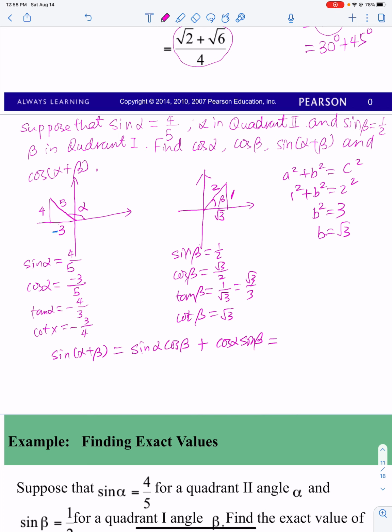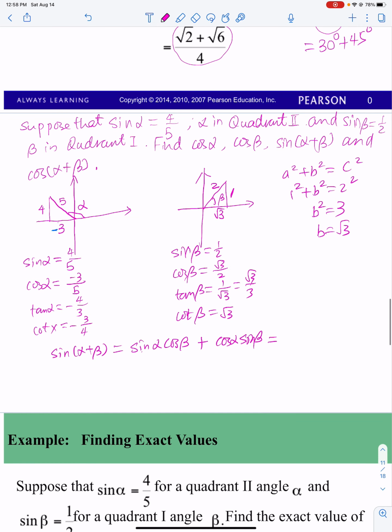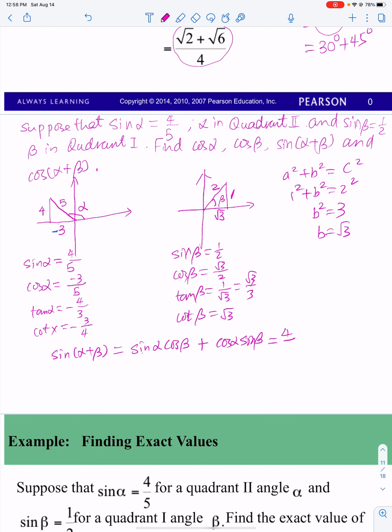So what should we do now? We plug in all the values. Sine alpha, 4 over 5, times cosine beta, square root of 3 over 2, plus cosine alpha, negative 3 over 5, times sine beta, 1/2. So what do you have? Here is 10, 4 square root of 3 minus 3. With me? So this is pretty easy.